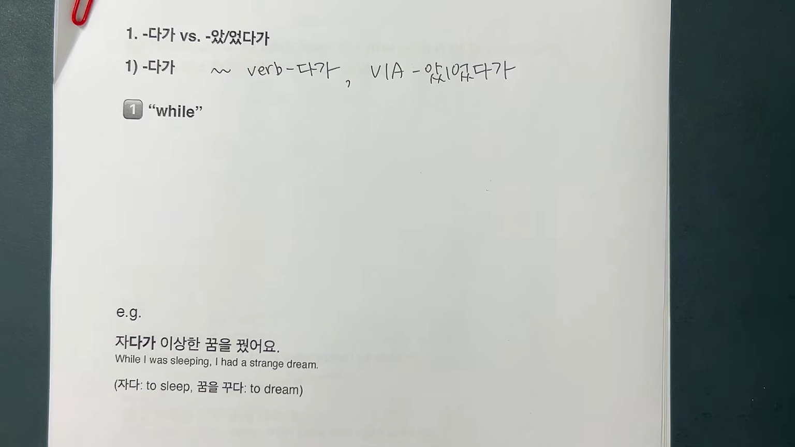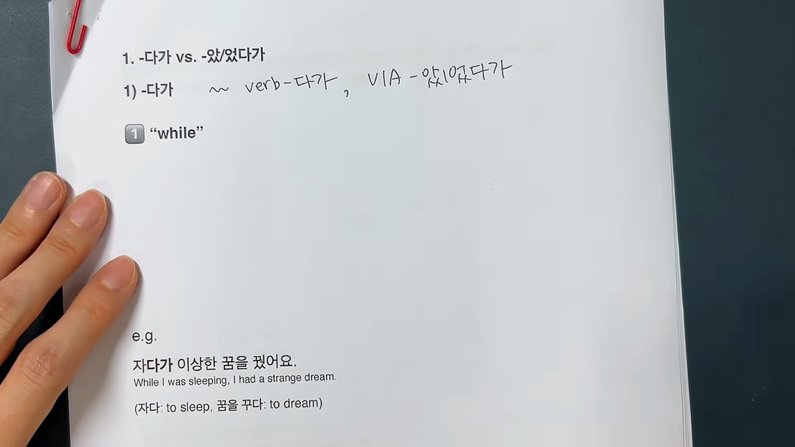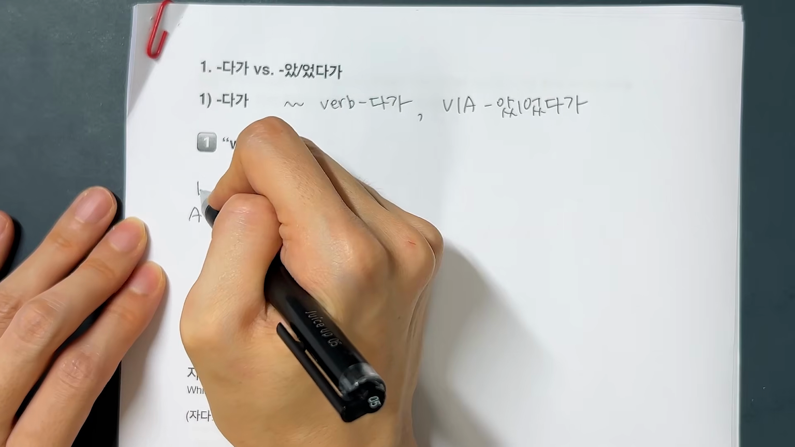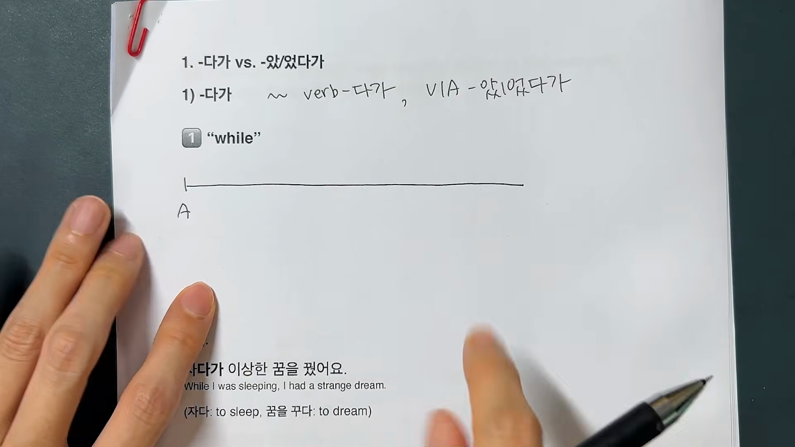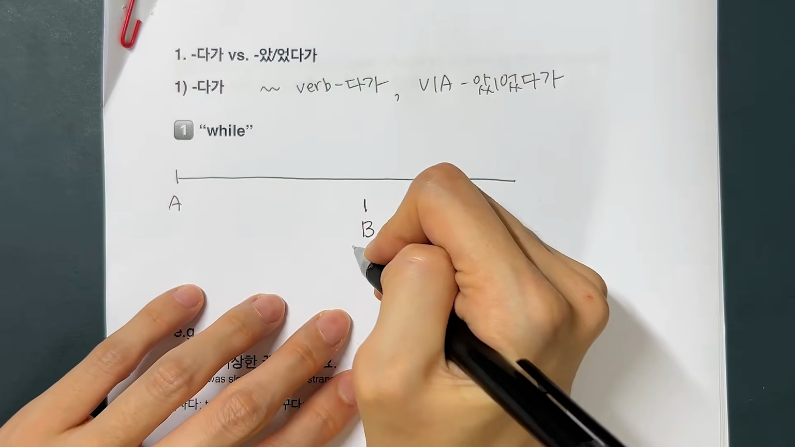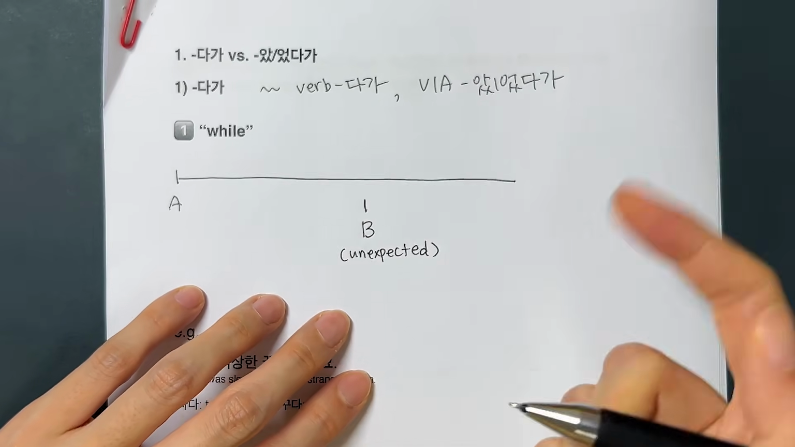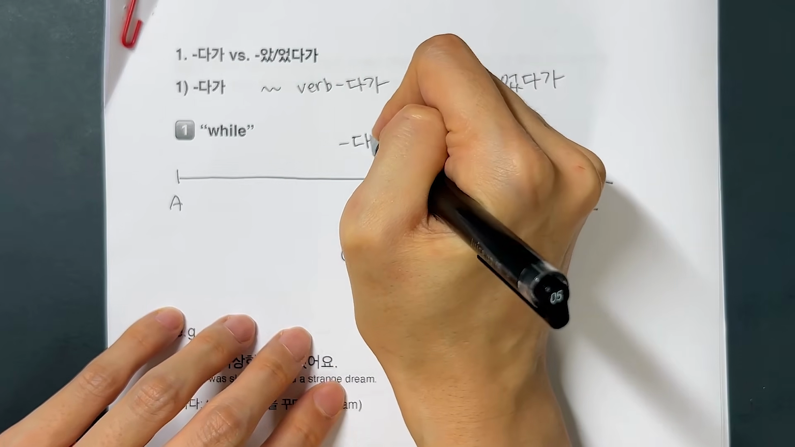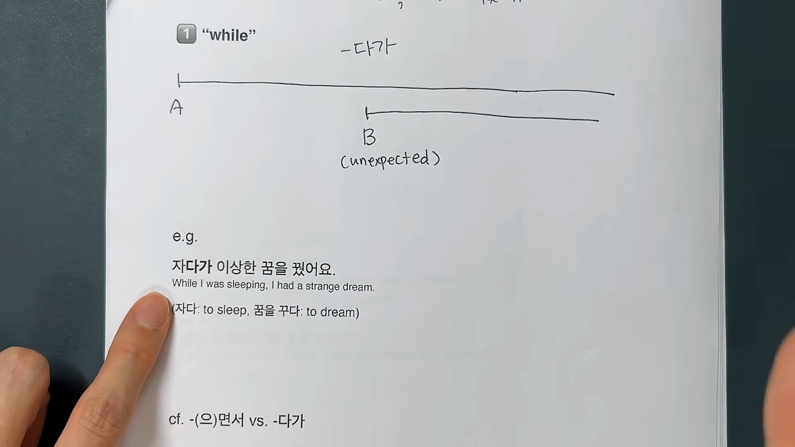So now, let me draw something simple for you to show you what 다가 expresses. The first thing 다가 expresses is, so one action, let's call it action A. One action is already happening. And then, at some point during that action, another action begins to take place. Or let me rephrase it, another unexpected or unplanned action begins to take place. In this case, you can use 다가 to connect two actions.